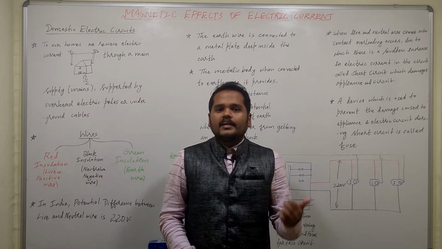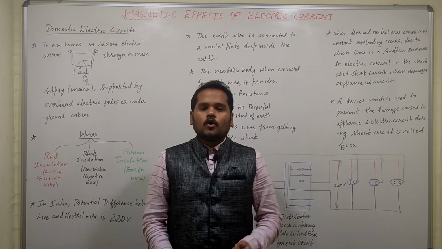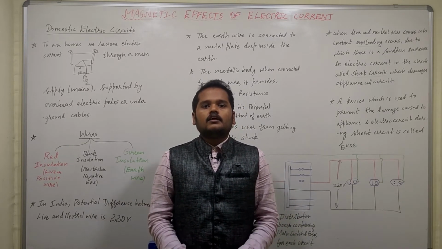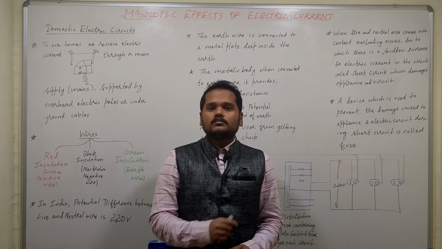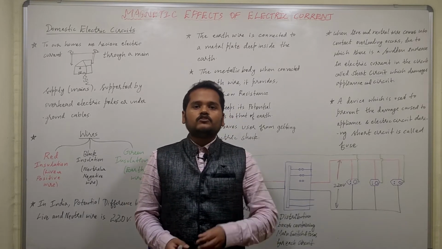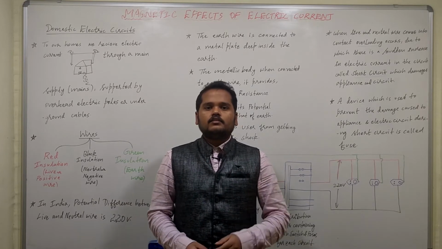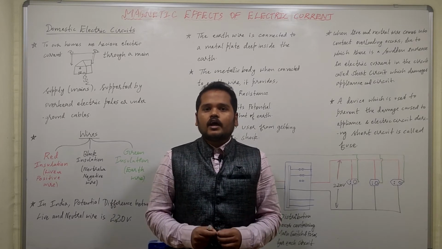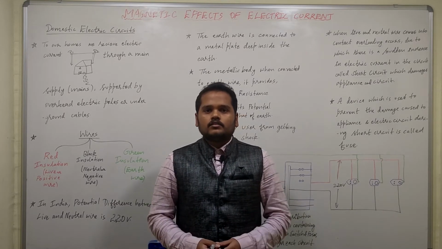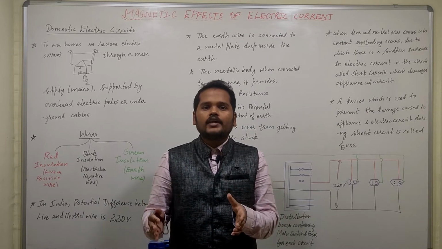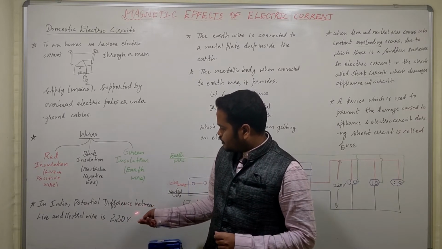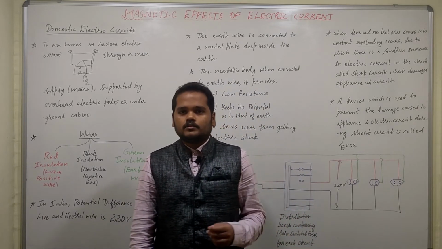So obviously red is the positive wire and also it's called the live wire. The third kind of insulation is the green insulation and it is called the earth wire. So these are the three kinds of insulation and three different kinds of wire. In India, the potential difference between the live wire and the neutral wire is 220 volts.